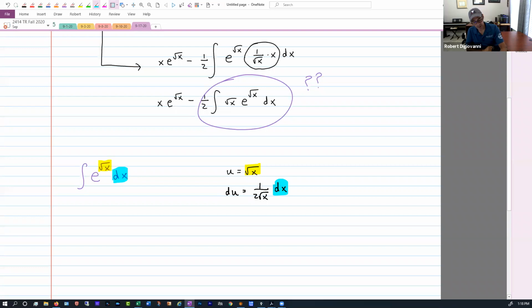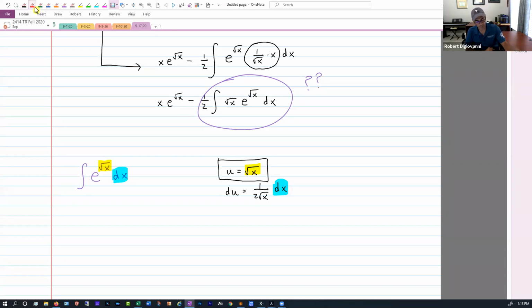Okay, so there's dx. Now I have all this other stuff in front of dx. I've got 1 over 2 root x, and I don't know what to do with that. The 1/2, I can just multiply both sides by 2 and it would go away. But it's that root x that's a problem. Does anyone see what I can replace root x with? What is root x? It's u, isn't it?